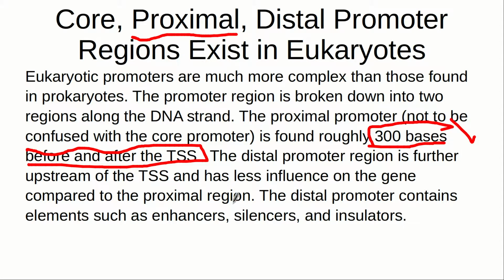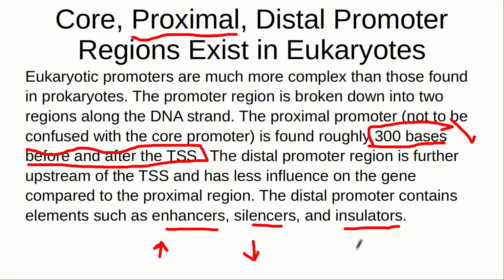Now then, the distal promoter contains enhancers, silencers, and insulators. These are not necessarily transcription factor binding sites. These are things that do enhance transcription, like you make more of something or less. Insulators can block enhancers and silencers. Silencers decrease transcription. So if something binds to the distal promoter that increases it, we call it an enhancer. If something binds to the distal promoter and it lowers it, we call it a silencer.